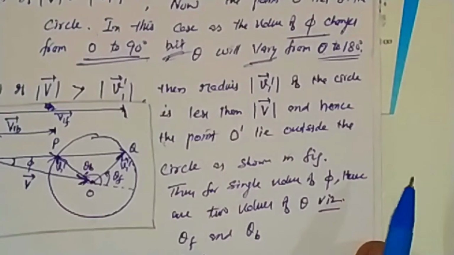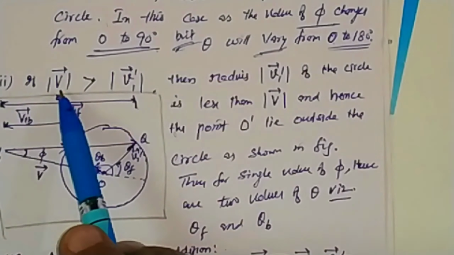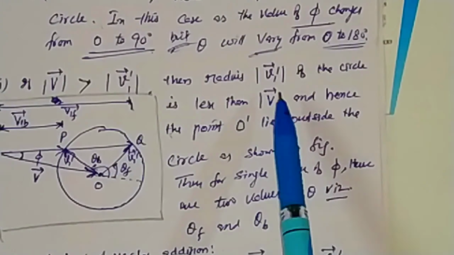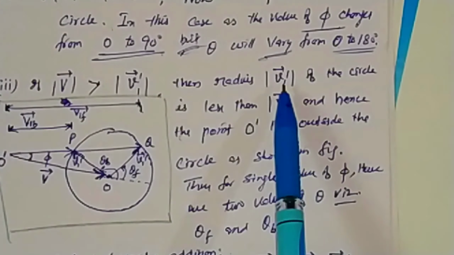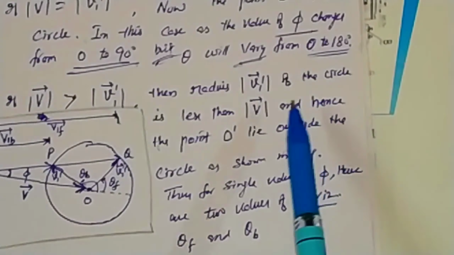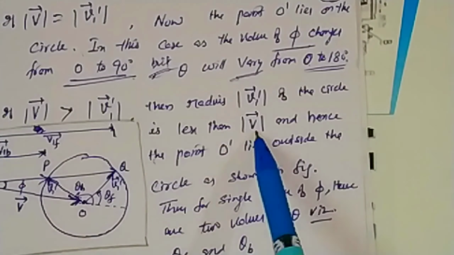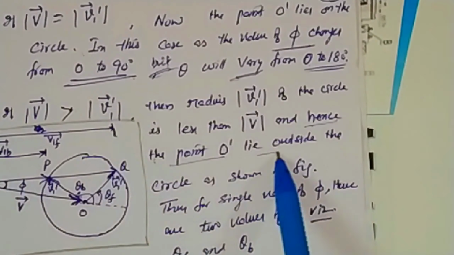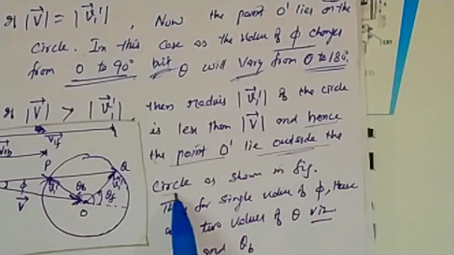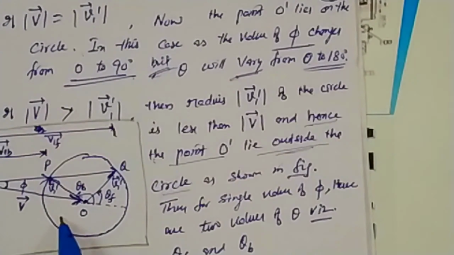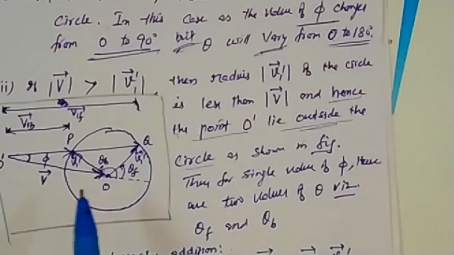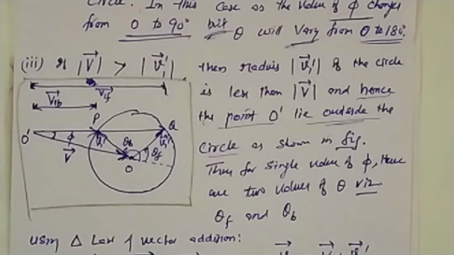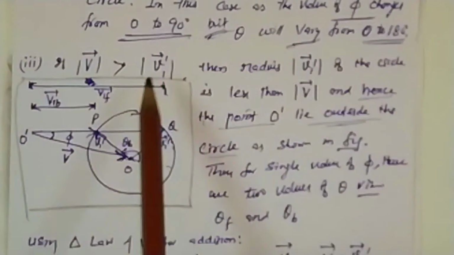And about the third special case, when V is greater than V1 dash, then the radius vector V1 dash of the circle is less than the V vector magnitude, and hence the point O dash lies outside the circle as shown in this figure. So focus on this figure, and this figure describes this special case.